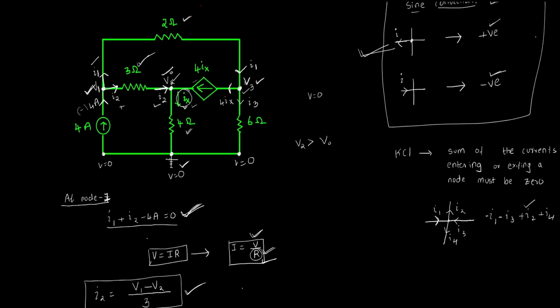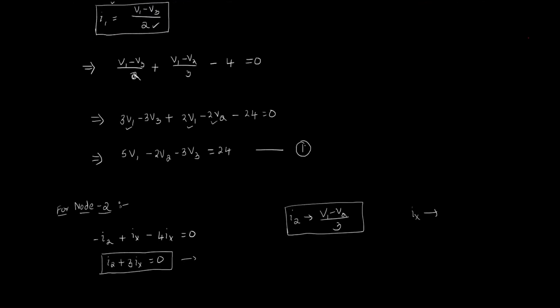So the current Ix can be expressed in the form of (V2 minus V0) by 4, as the current Ix is passing through the 4 ohm resistor. We know that the value of V0, that is the reference node, is 0. So we can write Ix equals V2 by 4. So this is the value of Ix.